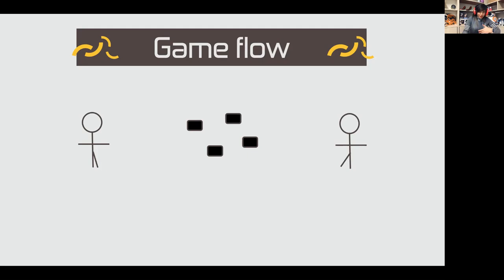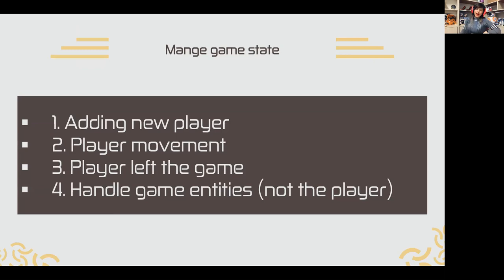So let's dig deeper into managing game state. What are the challenges there? So there are four main challenges. First one is, how do you handle adding a new player? How do you handle player movement? What do you do if a player left the game? And handling game entities. And when I say that, I mean if you have collectible items, like we saw that I'm going to have, and every item that is not the player himself, maybe they need different and separate handling than the handling of the players themselves.